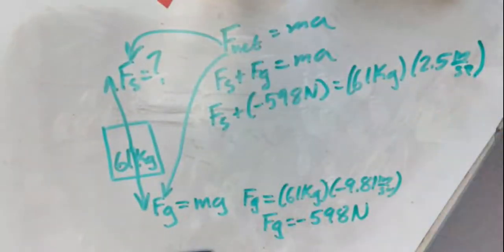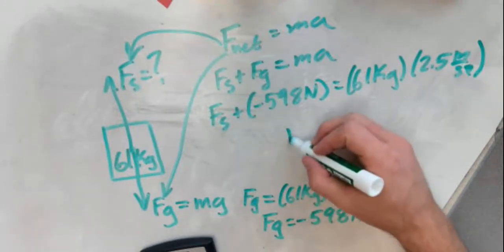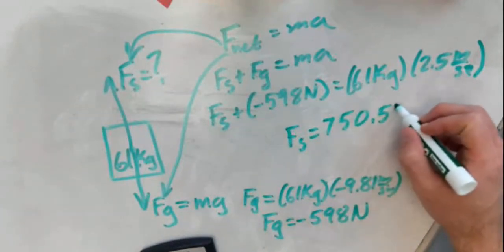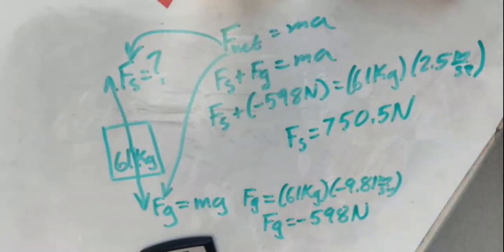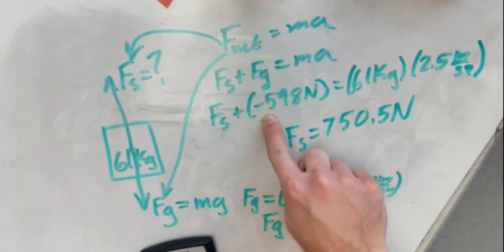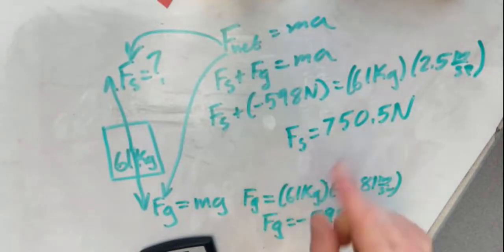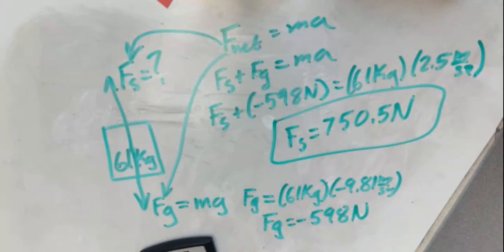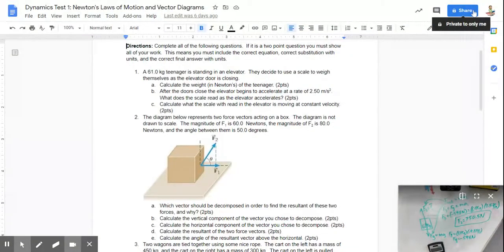Then you do your math: 61 times 2.5 gives you 152.5 plus 598. So you get Fs equals 750.5 newtons. Some students messed up here. They didn't have a negative sign, so they subtracted it instead of adding it when they brought it to the other side. So there's part 2, and some exams only had that.